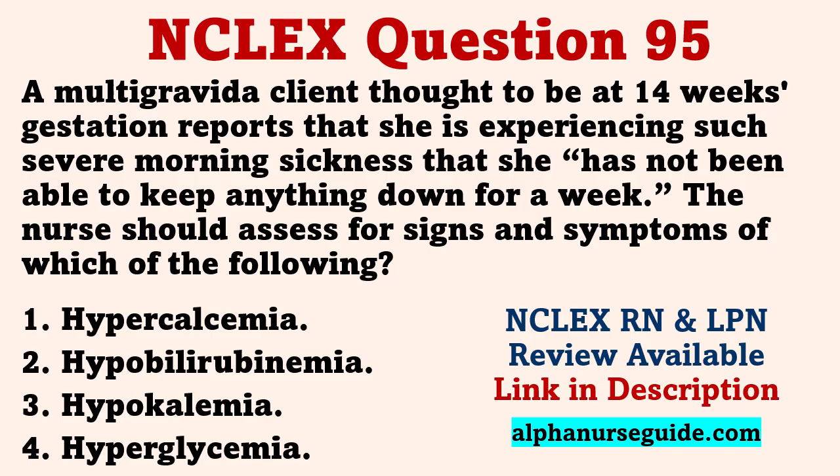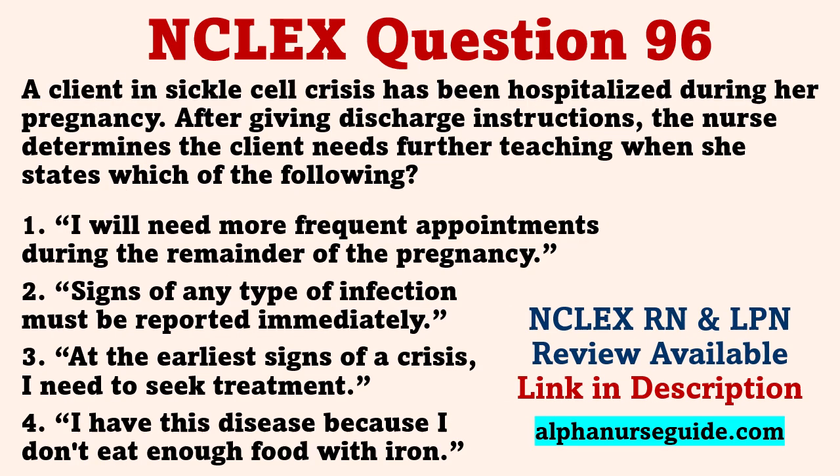Persistent vomiting can lead to hypocalcemia, not hypercalcemia. Hyperbilirubinemia, not hypobilirubinemia, is typical in clients with hyperemesis. Persistent vomiting may affect liver function and subsequently the excretion of bilirubin from the body. Hypoglycemia, not hyperglycemia, may occur as a result of decreased intake of food and fluids, decreased metabolism of nutrients, and excessive vomiting.